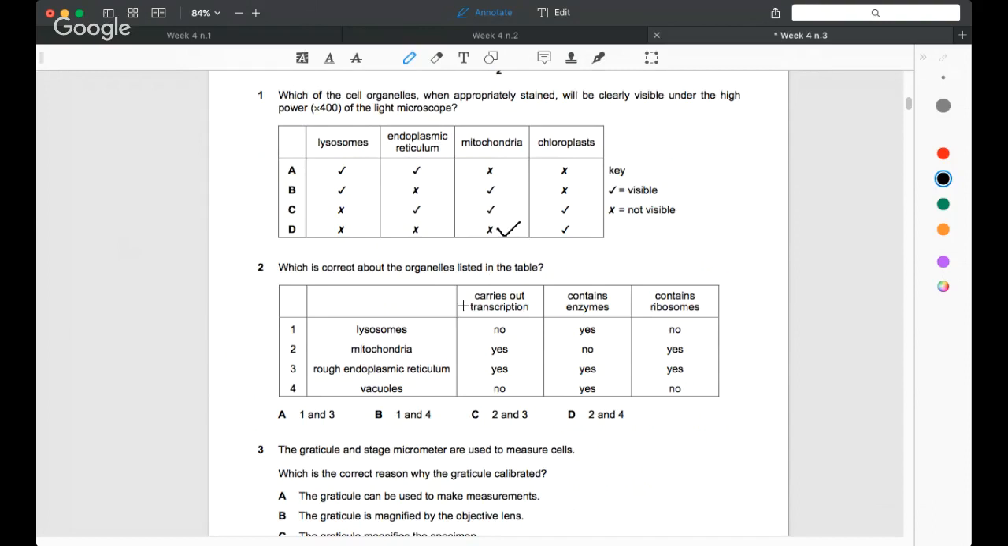And if mitochondria were ticked here, would that be okay? Would that work? No, because not stained. Good. It's also just too small. Okay. So chloroplasts here are the biggest.